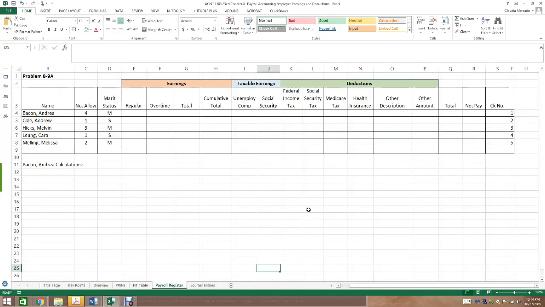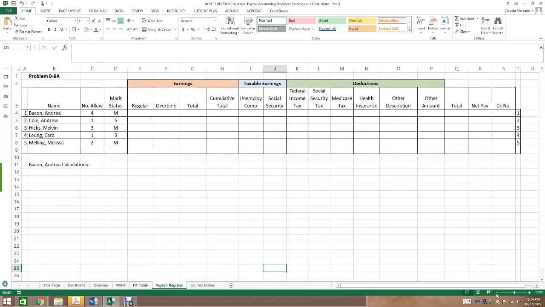Okay, so what I did, I created the payroll register in Excel. That way I can demonstrate what we're going to be doing. I entered the names of the employees that were provided to me, their number of allowances, and their marital status. Now I'm going to show you in detail how to complete the calculations for Andrea Bacon.